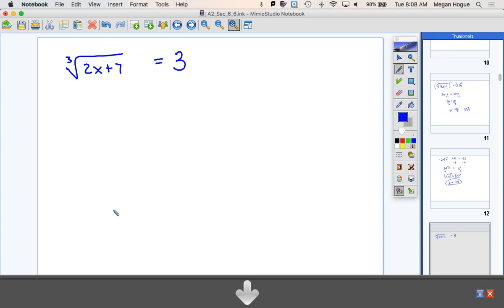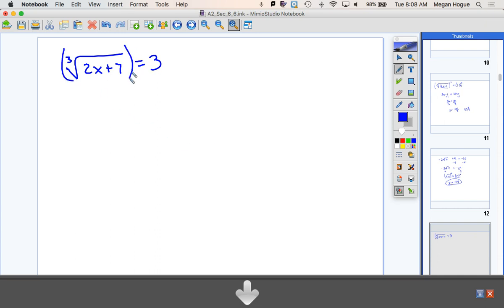Okay, so here's one where we have a cube root. So we have the cube root of 2x plus 7 equals 3. Jordan, do I need to have you stand? So I've got the radical by itself. So we're ready to get rid of it. Xavier, what do you think I'm going to do to get rid of it?